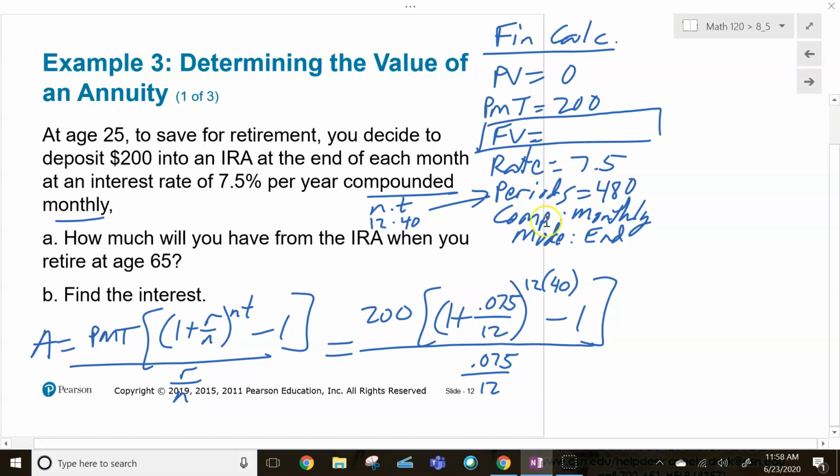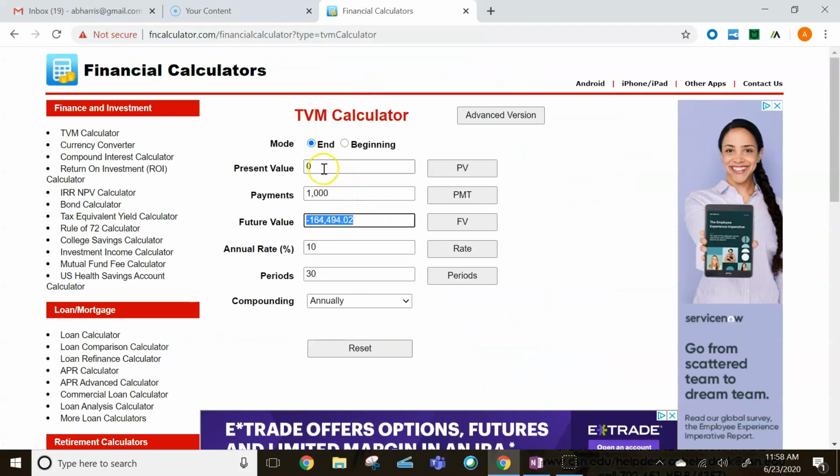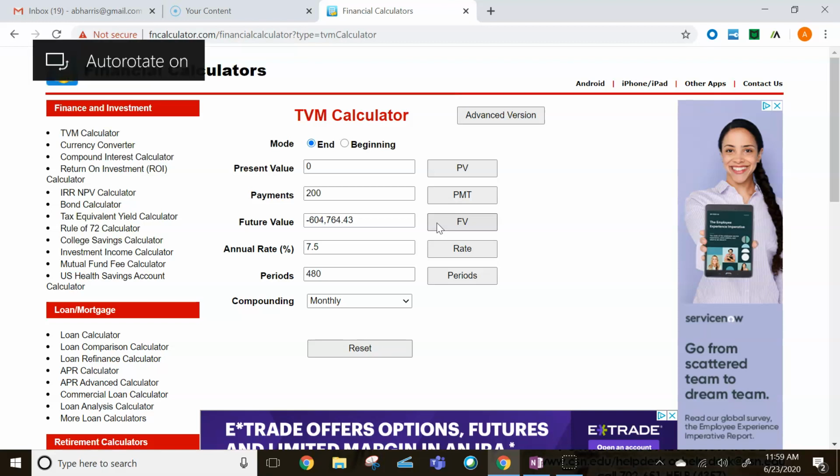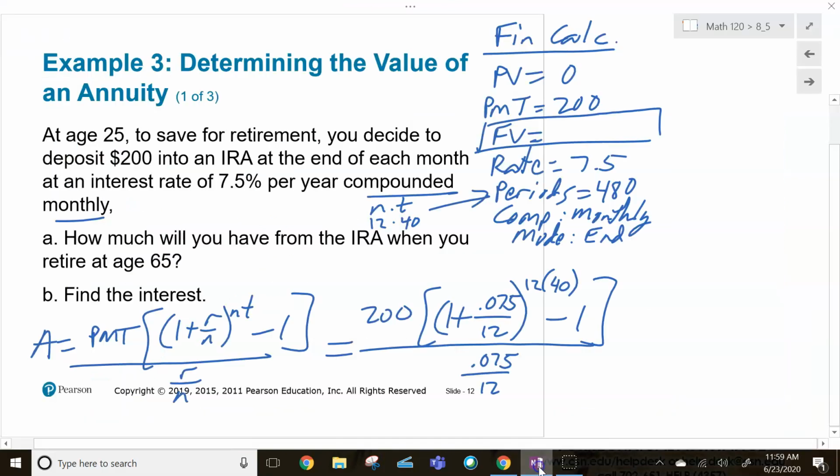Okay. Let's go ahead and pull up. So 0 up front, $200 payment. I don't know this yet. Let me just reset it. Okay, 0 up front, mode end. I'm making a $200 payment. My interest rate is 7.5%. I'm doing this for 40 years, 12 times a year, 480. My monthly compound. Click the future value. 604,764.43.